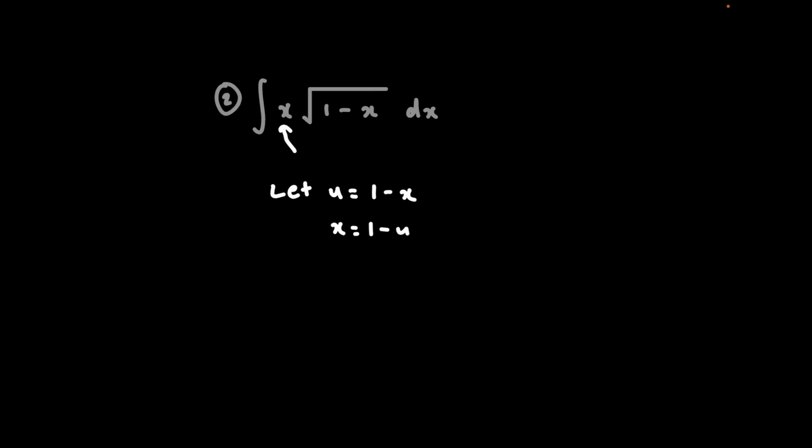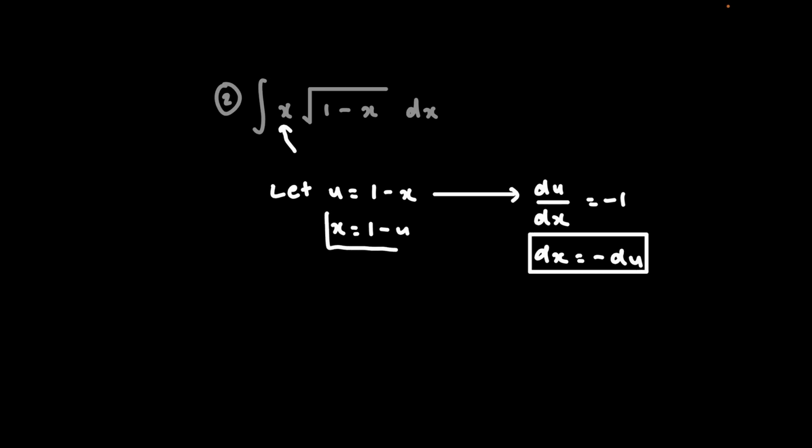Now what I can do is I can rearrange for the dx. And I can do that using this equation. I can do the implicit, in this case explicit differentiation. So the derivative of u with respect to x is equal to minus 1. Okay, and I want to rearrange for dx. That means that dx is simply equal to negative du. So here we go. Here are our three things that we would have to substitute into this equation.